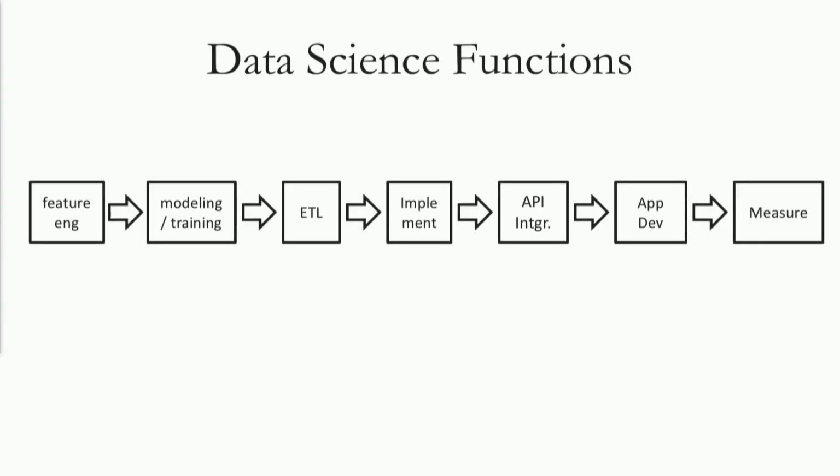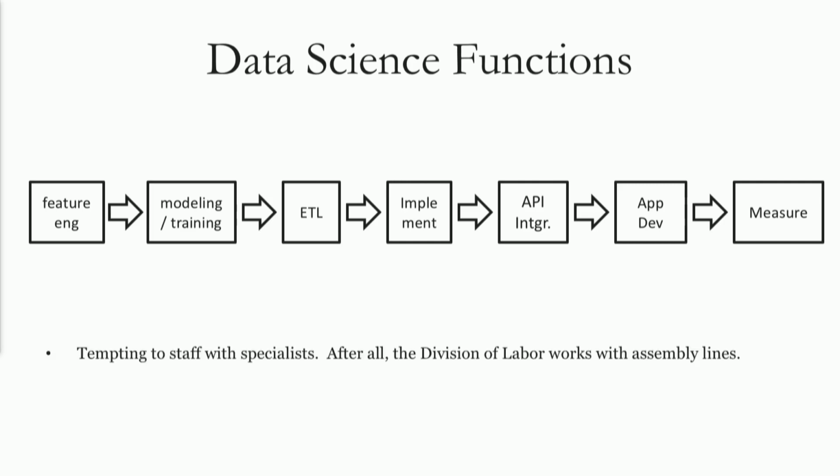Now, how does this pertain to data science? Well, there's a lot of functions that data scientists perform, things like feature engineering, modeling and model training, building data pipelines, implementing your algorithms, building and integrating with APIs. Sometimes it requires you to develop an app, and measurement, A/B testing, and other forms. These are all functions that data scientists do. And it's very tempting to staff each of these with specialists, one person per box, right? I think we're tempted by this because we all know that there's huge efficiencies in the division of labor, at least in assembly lines, right?